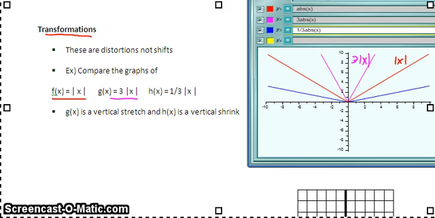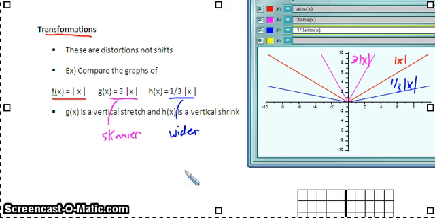To get to the blue graph, that's 1/3 the absolute value of x, we're just going to multiply the parent function by 1/3. And notice what happens when I multiply it by a 3: it made the graph much skinnier. Whereas when I multiplied it by 1/3, it made my graph much fatter. Notice that this blue graph is opening much wider than this red graph does. So this is going to be a wider graph.